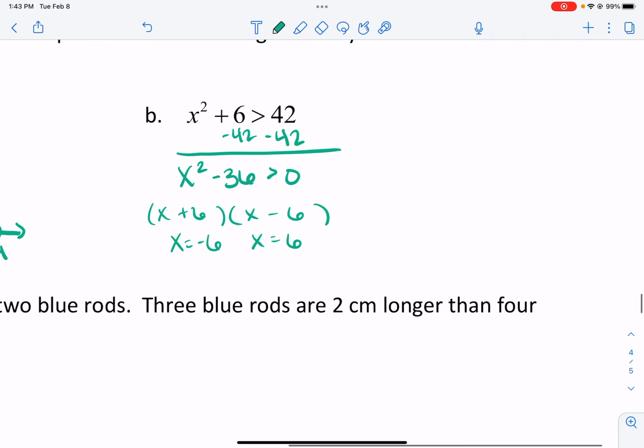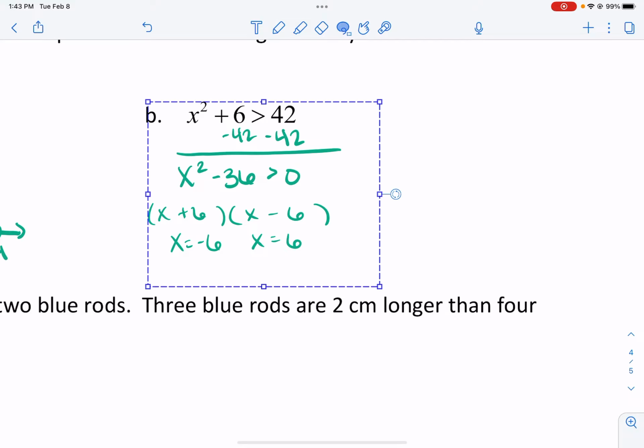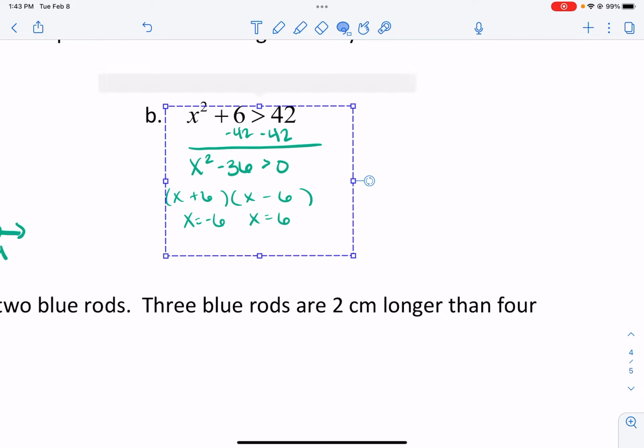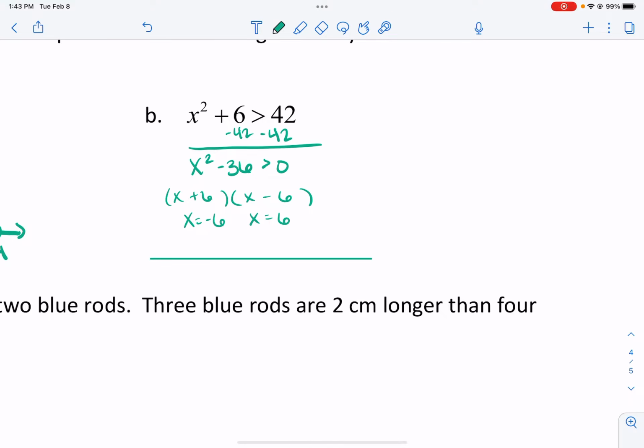Okay, so what we're going to do here, let me make this just a little bit smaller. I'm going to make a number line. Okay, all open dots. And what we're going to do is find some test points. So we've got 7 and negative 7 here. So to figure out which way to shade, we're going to test x equals negative 7 and test x equals 7.